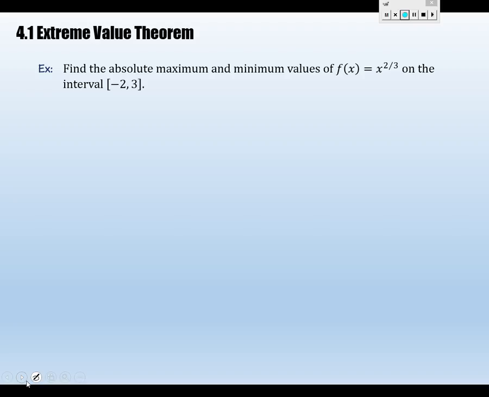Will there be an absolute maximum, an absolute minimum on this curve? Yes. Definitely. Why? Because it's closed. It's closed and it's continuous on the closed interval -2 to 3, isn't it? Okay. So that's good. That's all we need. We just need it to be continuous on the closed interval.